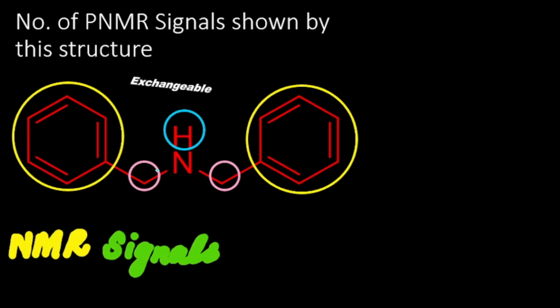Now we will find the NMR signal for this compound. Here the nitrogen is present that is attached to the hydrogen. That is exchangeable. It means this is one kind of hydrogen. Exchangeable hydrogens means only one is present, and this will give us one signal. And here, this side of the nitrogen and this side of the nitrogen are of the same chemical environment.